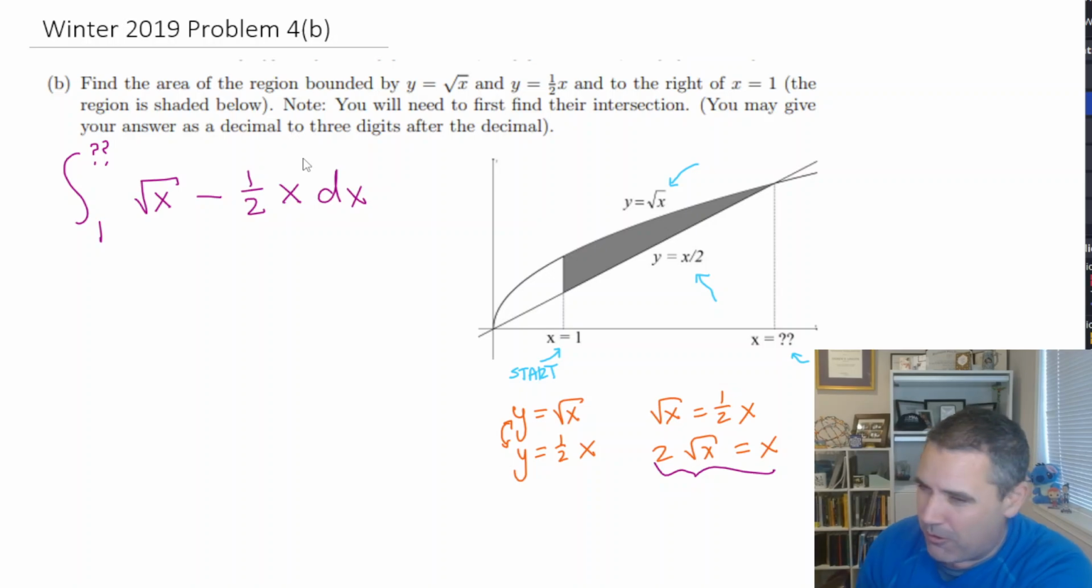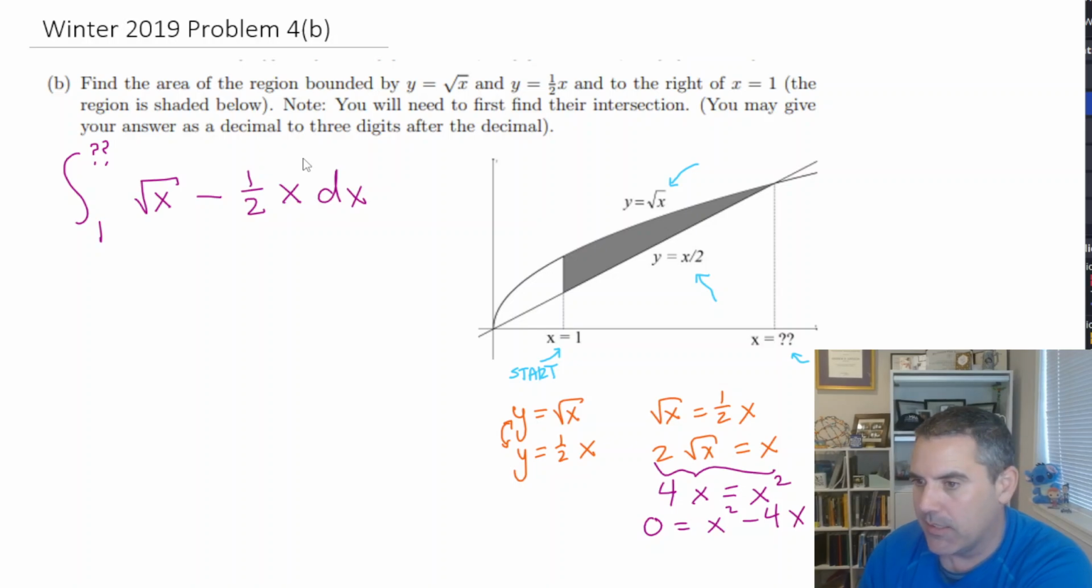You can make this harder or easier on yourself, but you solve that by getting rid of the radical. You square both sides, and that gives you 4x equals x squared. And then we need the solution. You can divide both sides by x, or you can move everything to the same side and factor. Maybe we should do that. Move everything to the same side.